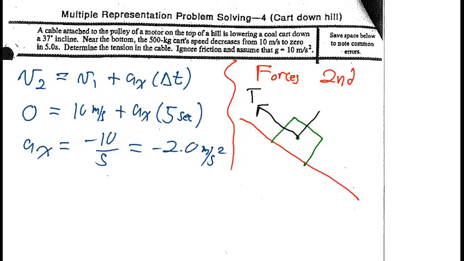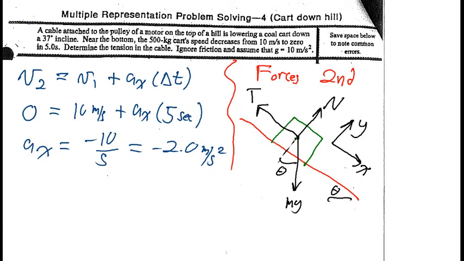The normal force is perpendicular to the hill. The weight force points vertically downwards, and it makes the same angle that the plane makes with the horizontal. And it says that there is no friction in this problem. All right, so let's pick a coordinate system for the forces part of the problem where x points down and y points perpendicular to the hill.